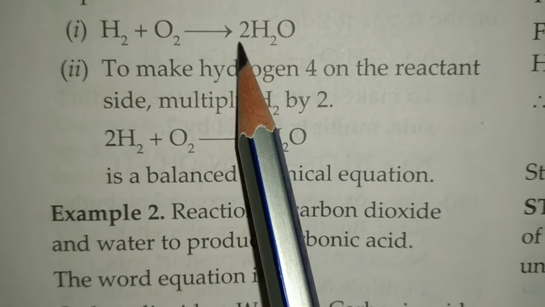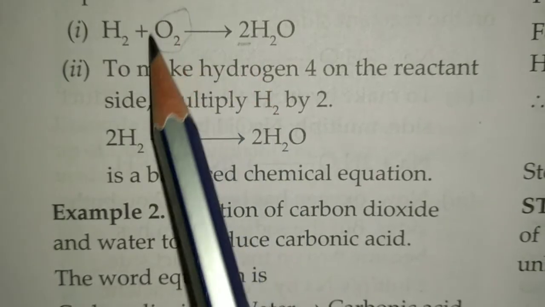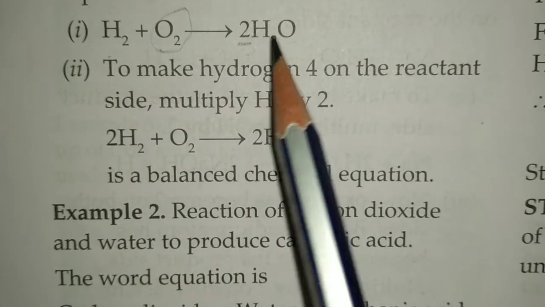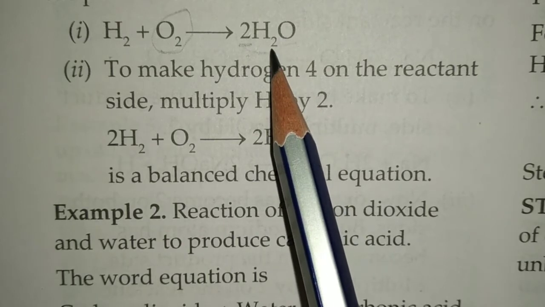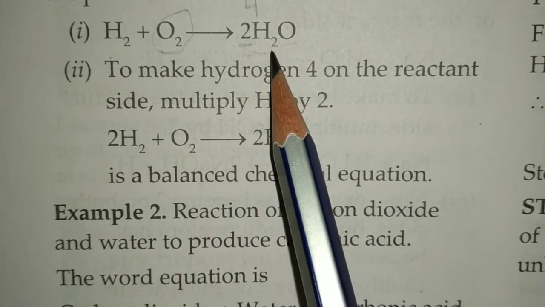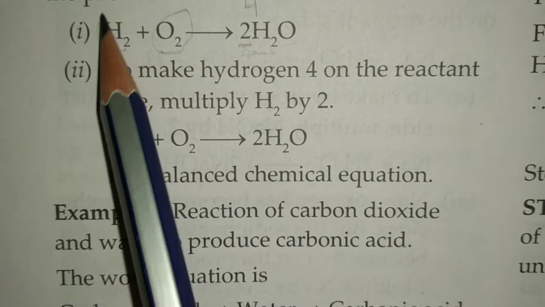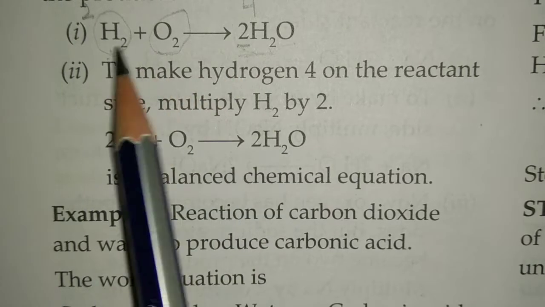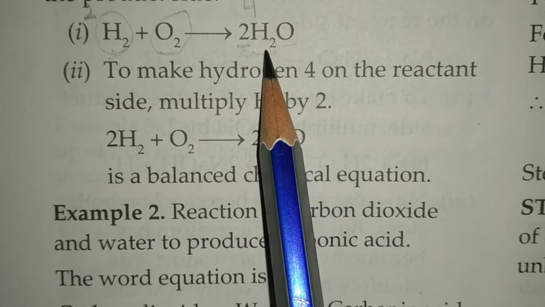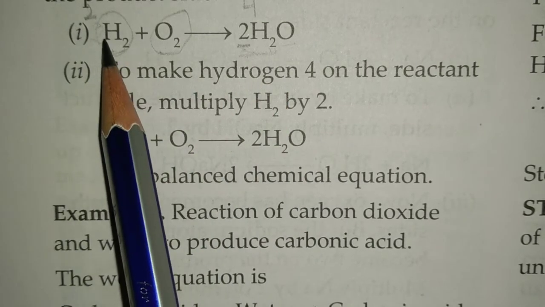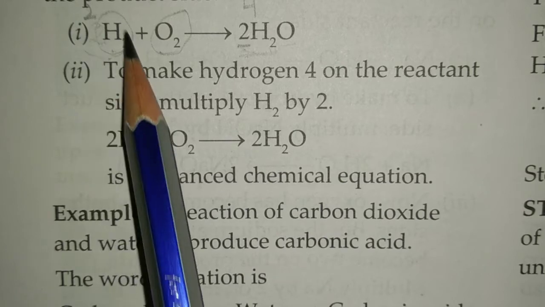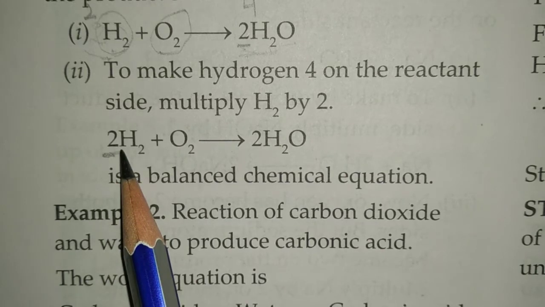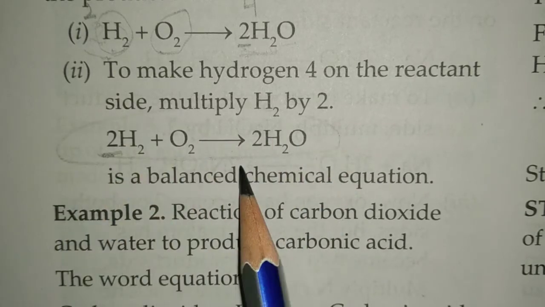Now when we have put 2 in front of H2O, then oxygen atoms are balanced, but hydrogen atoms go unbalanced. Because now on product side we are having 4 hydrogen atoms. 2 2s are 4. So we are having 4 hydrogen atoms on the product side, and on the reactant side we are having only 2 atoms of hydrogen. So now we have to balance the number of hydrogen atoms. So to balance the number of hydrogen atoms, if we put 2 in front of hydrogen on reactant side, we will get 4 hydrogen atoms on the reactant side. So we have written 2 in front of H2. Now this equation is balanced.